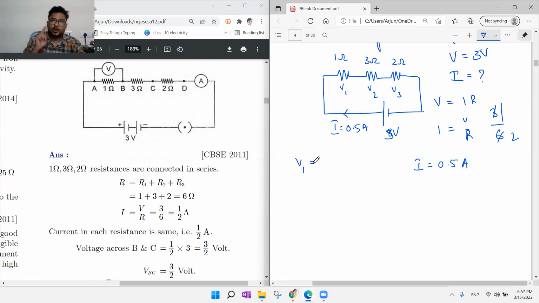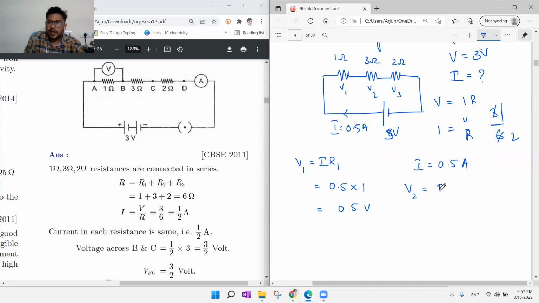Now let us try to find the V1 value. We apply Ohm's law to the first resistor. V1 is equal to IR1. The V1 value we don't know, that is equal to the I value, 0.5, multiplied with the R1 value, 1. 0.5 into 1, that is 0.5 only. So 0.5 volt.